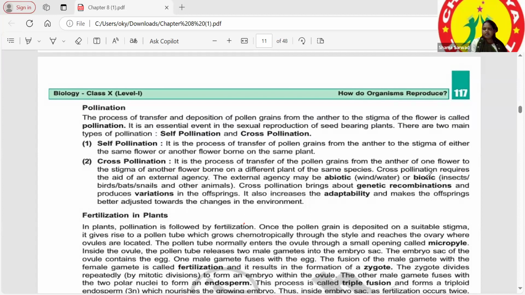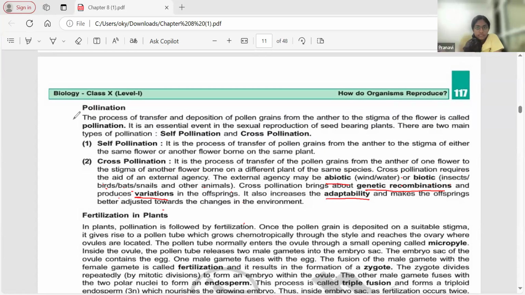Cross-pollination requires the aid of an external agency, right? The external agency may be abiotic, like wind or water, or biotic, like insects, birds, bats, snails and other animals. Cross-pollination brings about genetic recombinations and produces variations in the offspring. It also increases adaptability and makes the offspring better adjusted to changes in the environment. These things we have already learned.